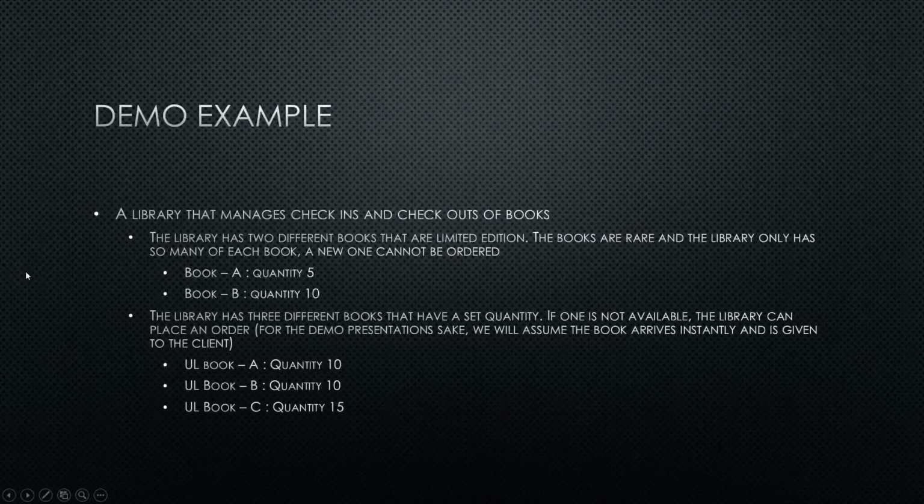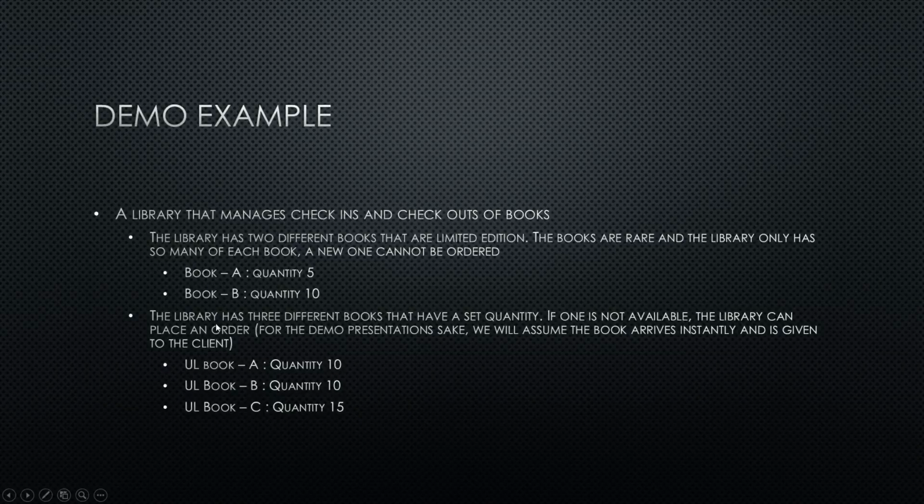So if book A, if the quantity is still there, like 3, 2, or 1, the library gives it to them. But if there is no more left for book A, that person cannot get that limited edition book. They will have to wait until somebody else comes back to the library and returns that book.